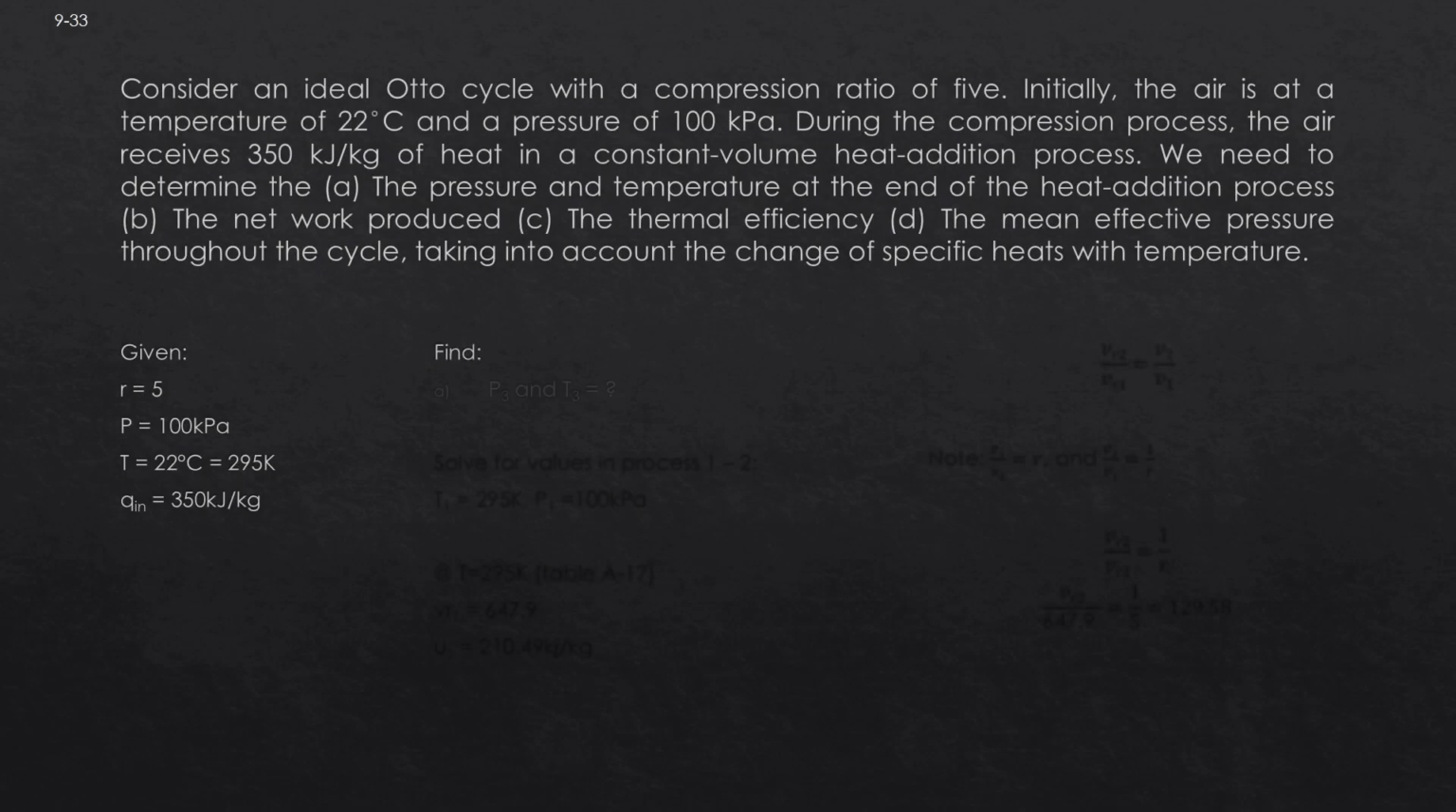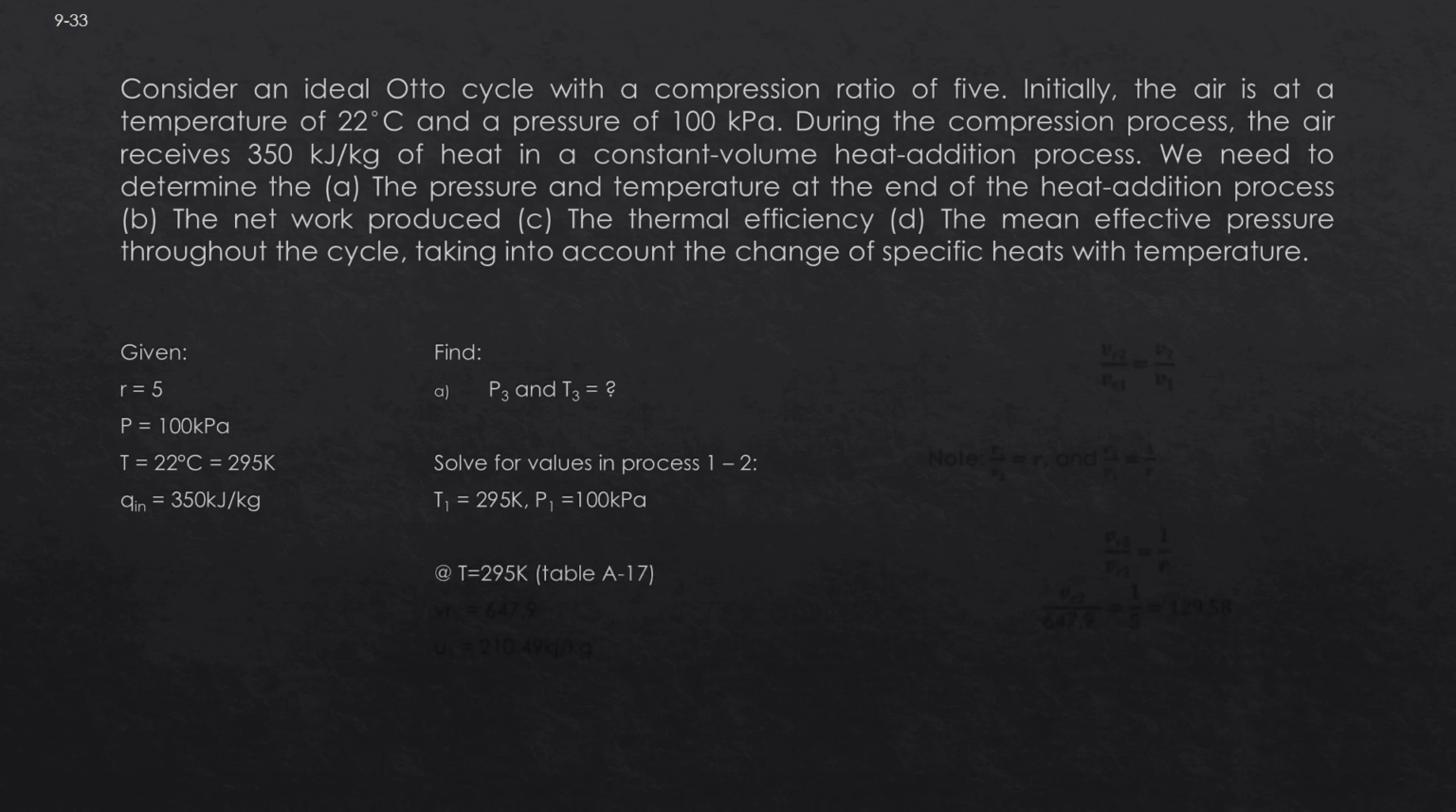So let's solve for the pressure and temperature at state 3. To solve for the pressure and temperature at state 3, we first need to solve for the values in process 1 to 2. For process 1 to 2, we have these values for state 1. The temperature is 22 degrees Celsius, or 295 Kelvin. And the pressure for state 1 is 100 kilopascals.